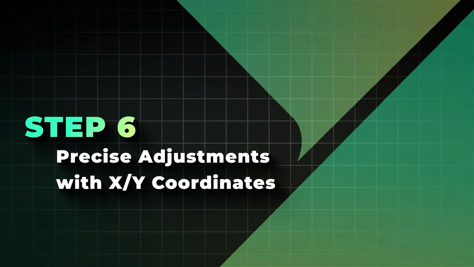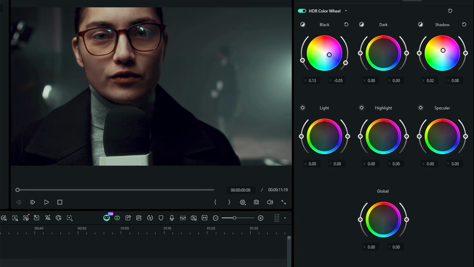Step 6. Precise adjustments with X/Y coordinates. For creators who want more precise control, the color wheel also supports X and Y coordinate input. The values range from -0.50 to +0.50, and they update in real time when you move the color wheel. This makes it easier to replicate exact color adjustments across multiple clips.